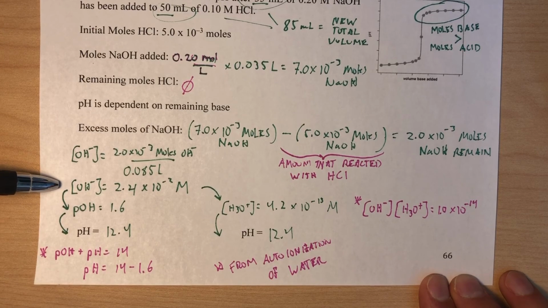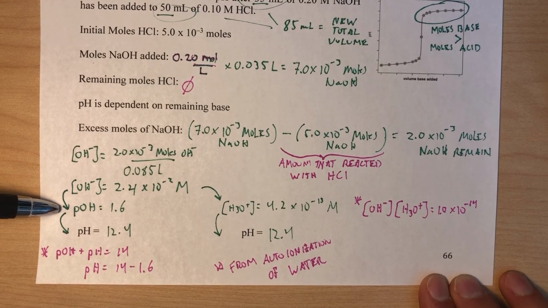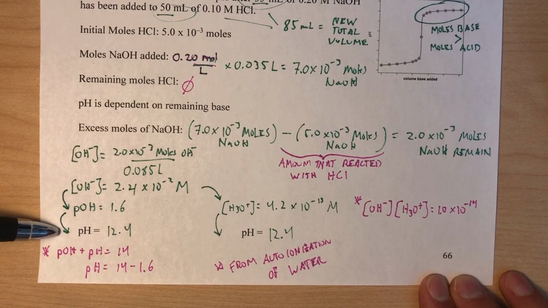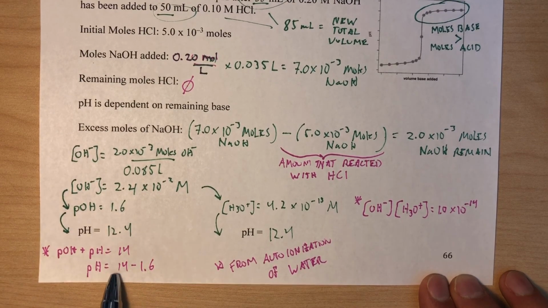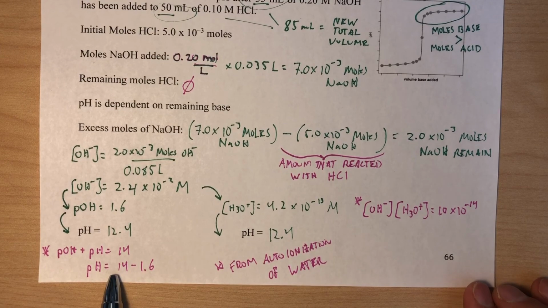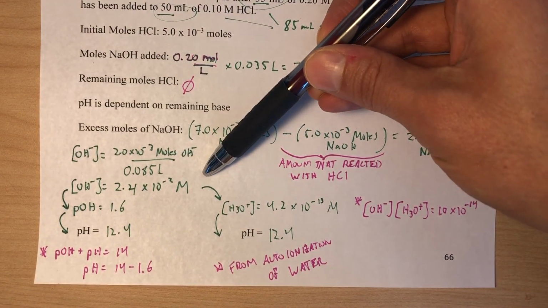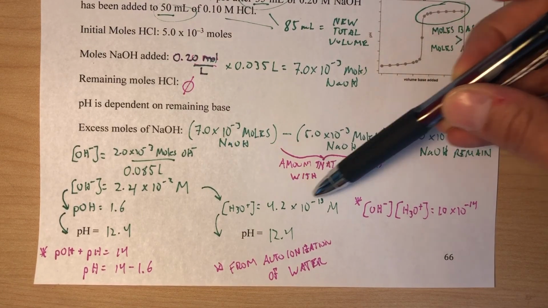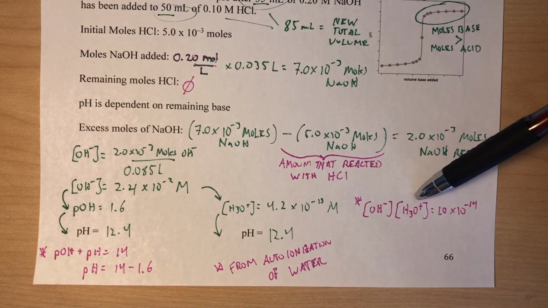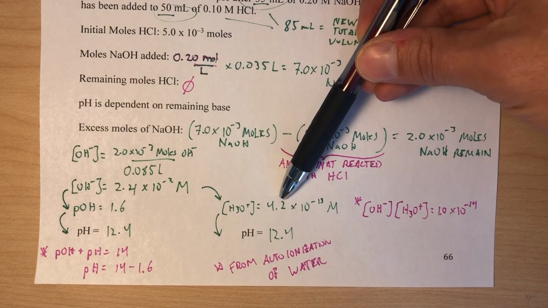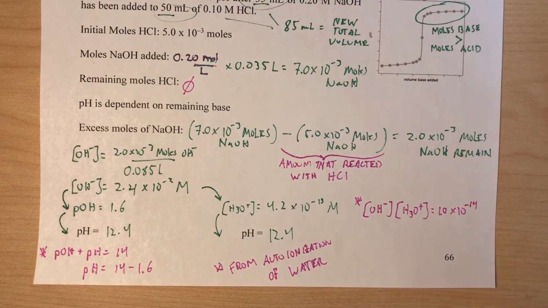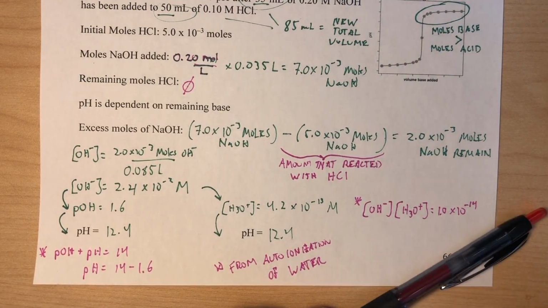We can then get to pH two different ways. We can get to pOH by taking the negative log, and then we can get to pH by subtracting from 14. Those values come from the autoionization of water. We could also directly convert from hydroxide concentration to hydronium concentration using the autoionization of water, and then convert from hydronium to pH, which also gives us a pH of 12.4, which is a high pH and is basic.